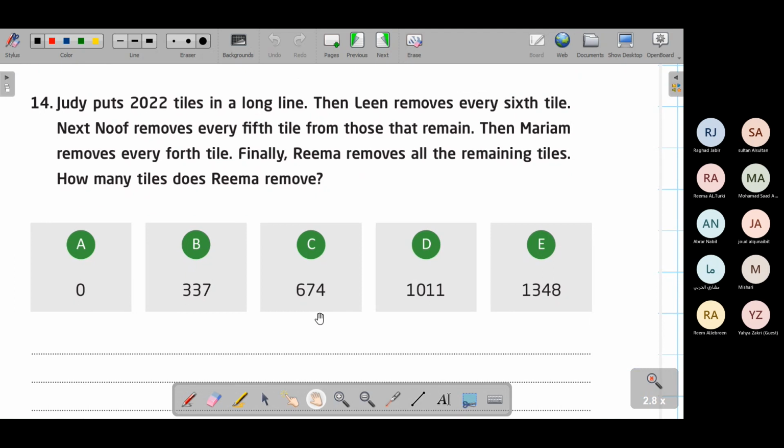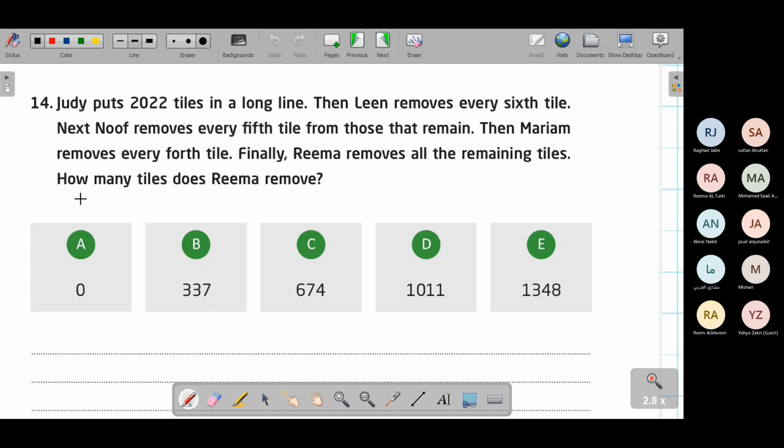Who can read the given? I can read it. Judy puts 2022 tiles in a long line. Then Lean removes every 6th tile. Next, Noof removes every 5th tile from those that remain. Then Miriam removes every 4th tile. Finally, Rima removes all the remaining tiles. How many tiles did Rima remove? Excellent. So how many tiles do I have? 2022.